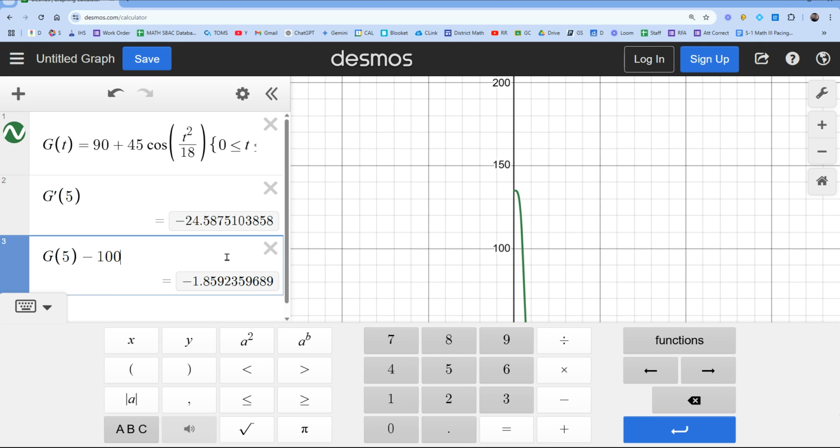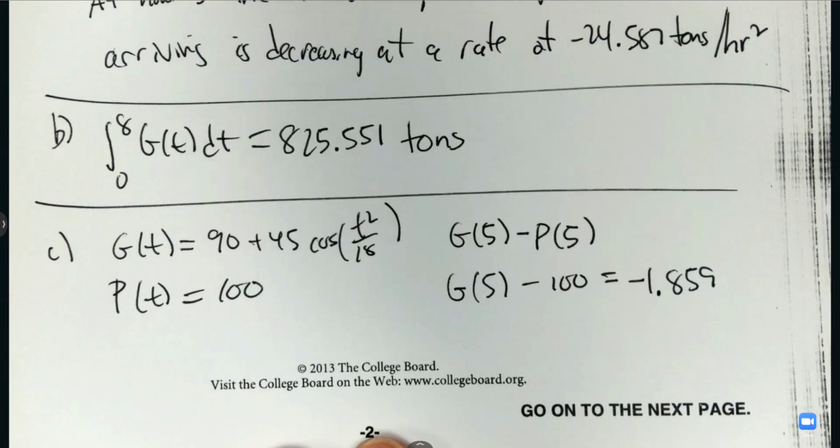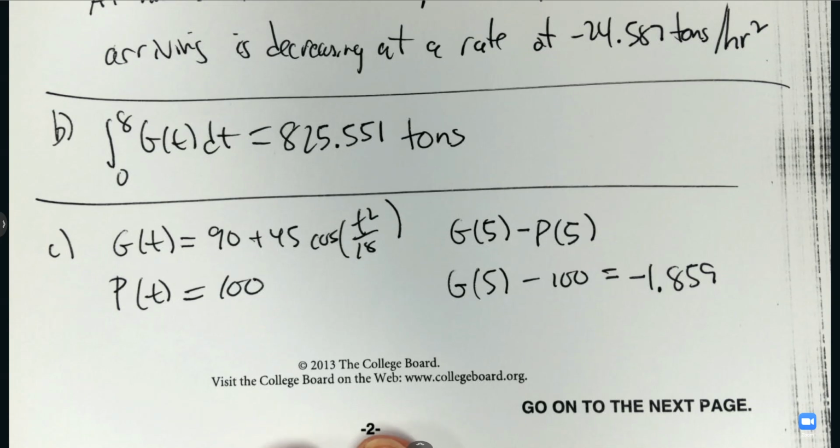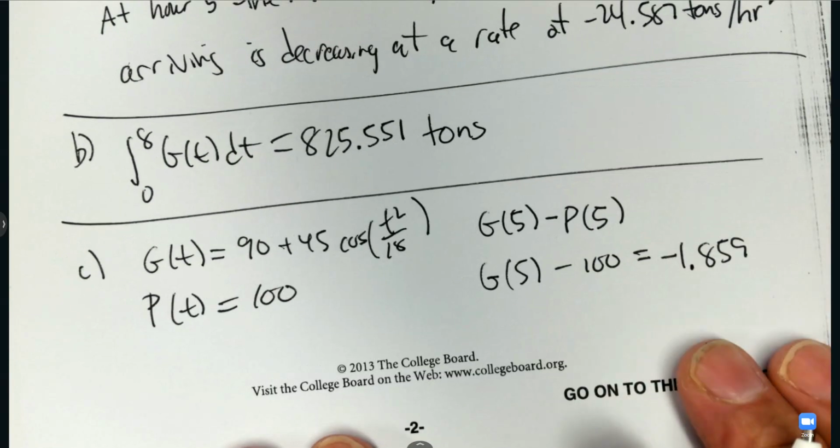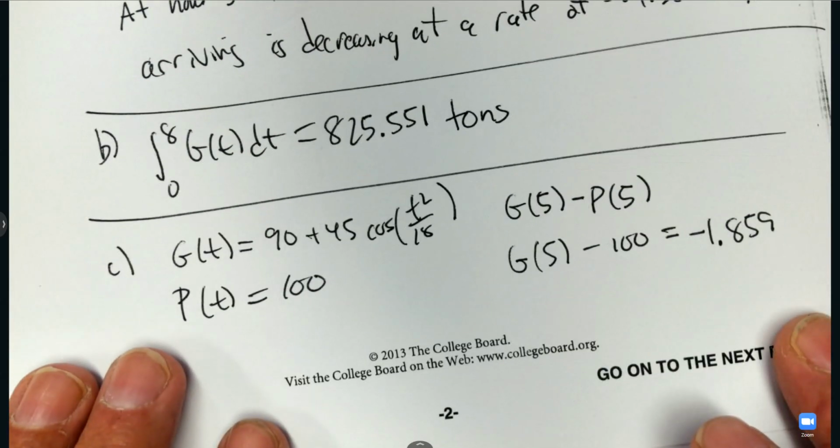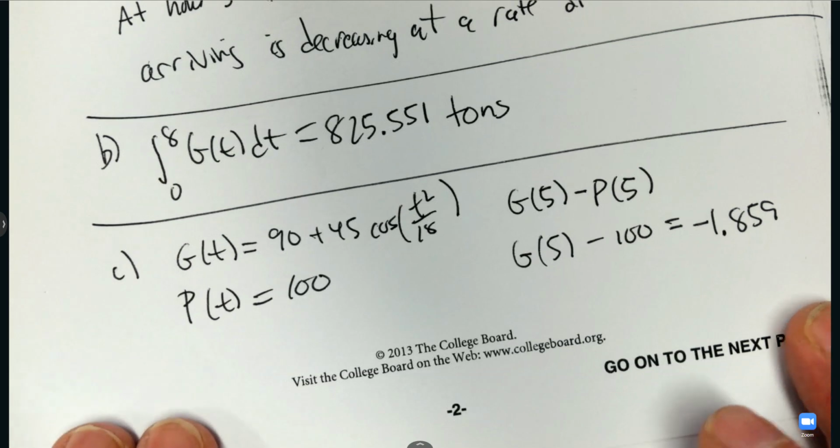So that's negative 1.859. And then show the work that leads to your answer. So the answer is it is decreasing.